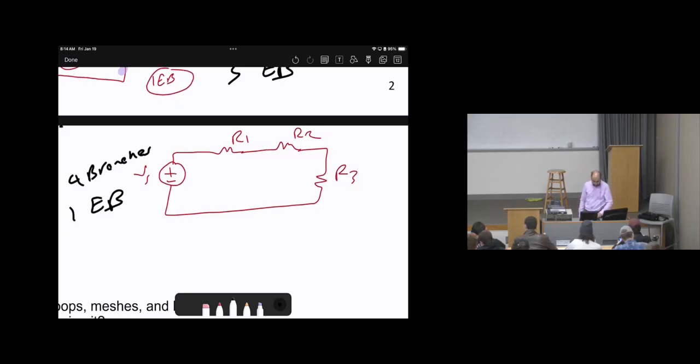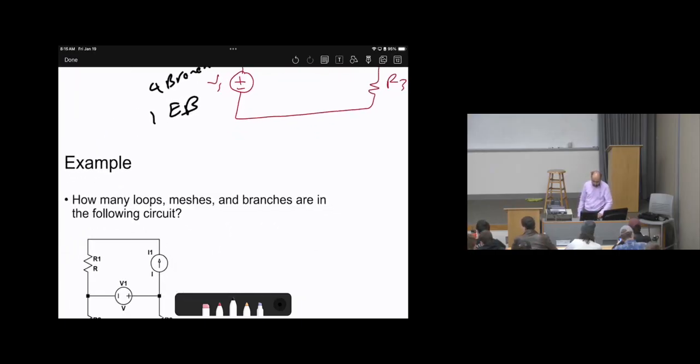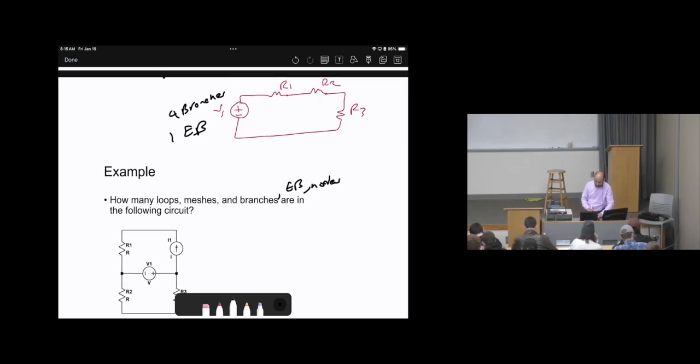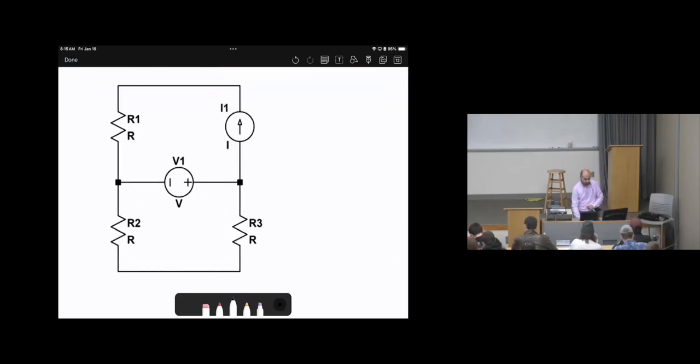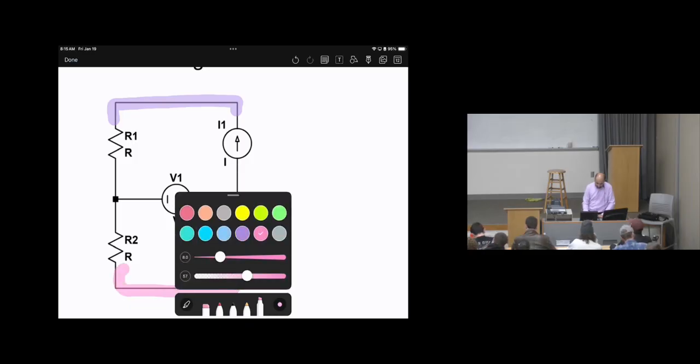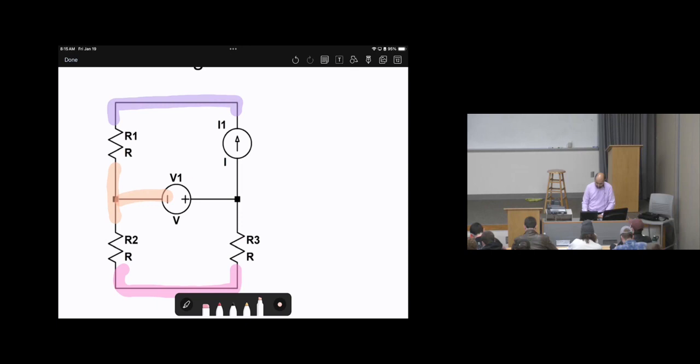Okay, this is a cumulative example here. How many loops, meshes, branches? I would like to add essential branches and nodes as well, so it can be cumulative. Let's look at the circuit and determine the nodes. How many nodes do we have? There's an upper node, a lower node, then we have left and right. So we have 4 nodes, right?